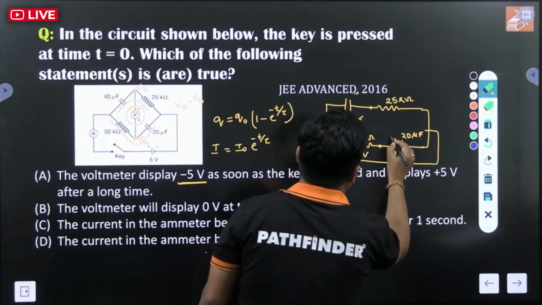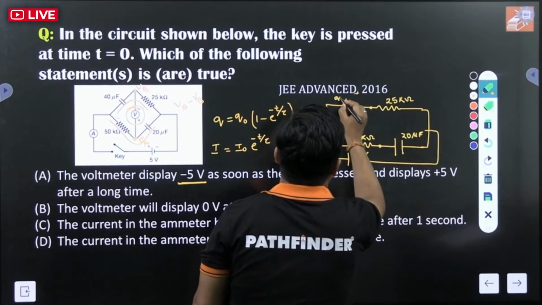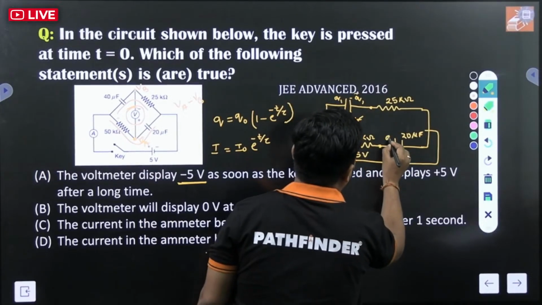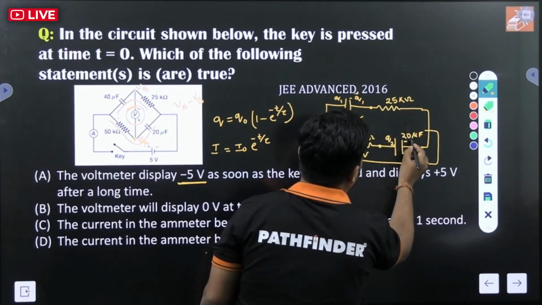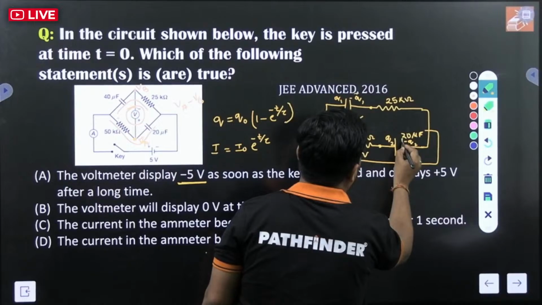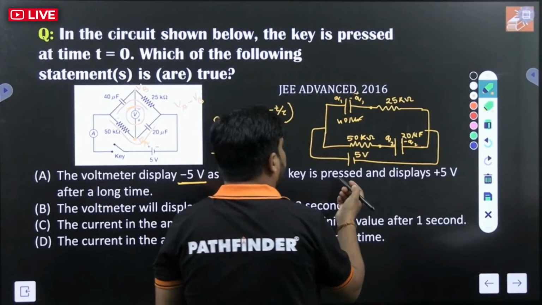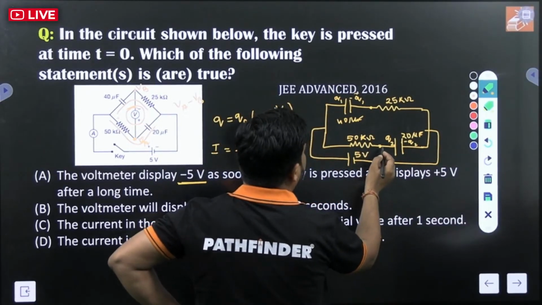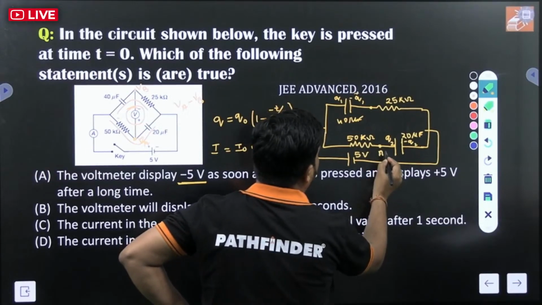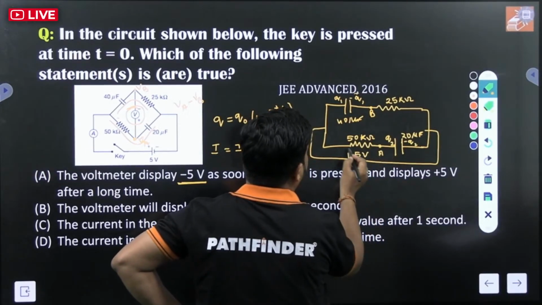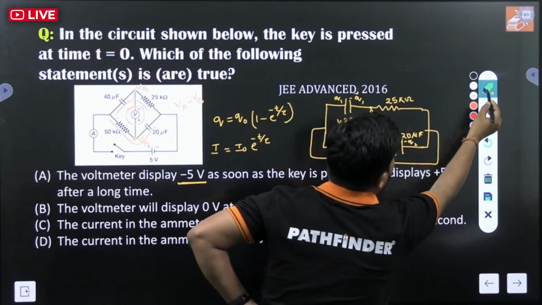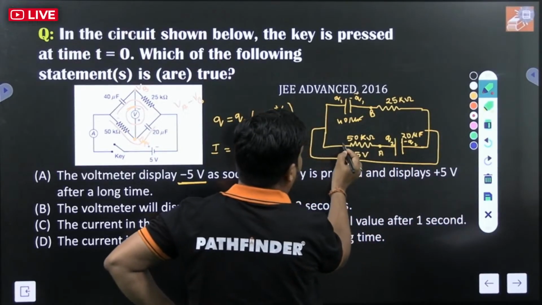So here, suppose the charge is Q1. Here it will be minus Q1. Here the charge is Q2. In this plate it will be minus Q2. Correct? And there will be no current. So if there is no current, let's use the KVL in this direction. So I will traverse along this path.